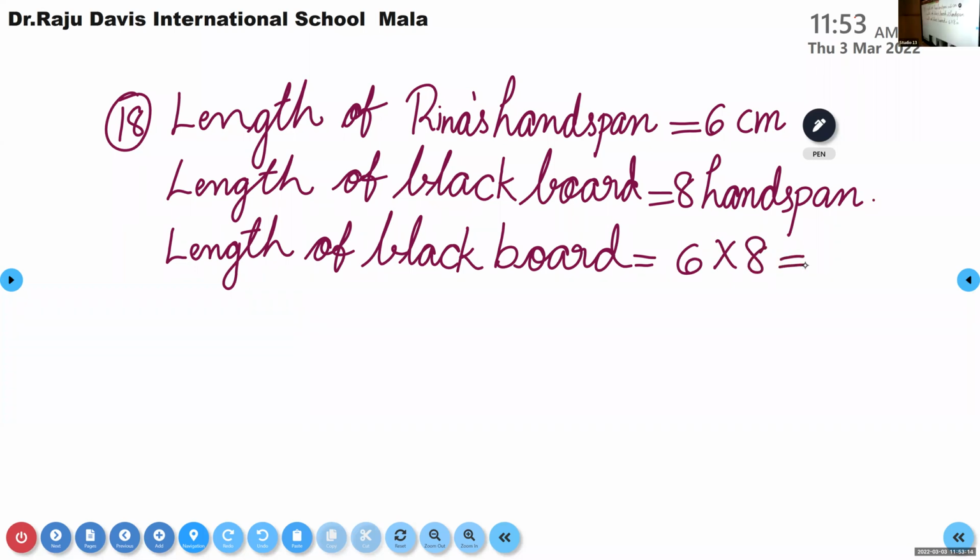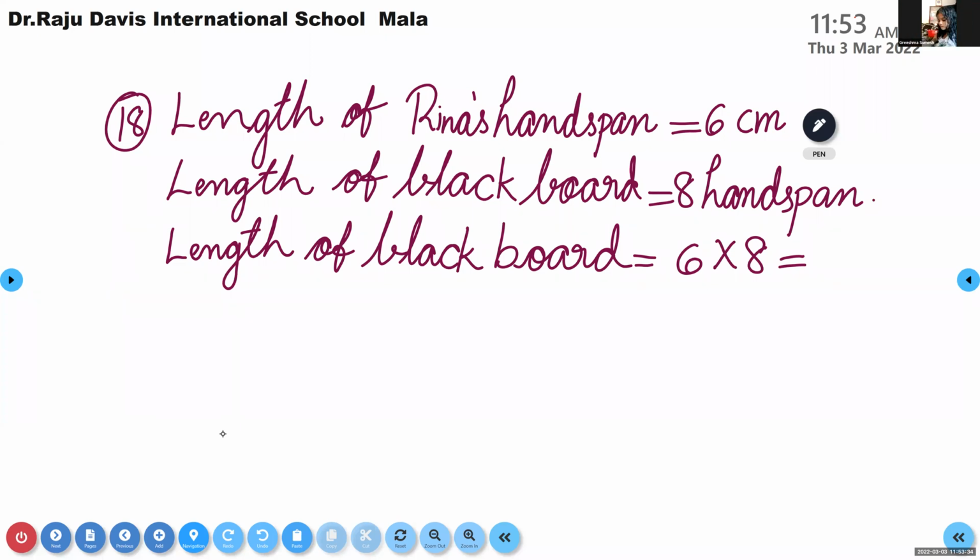Yes. I don't have my workbook, Sahasra. Okay. So I will send it in the class group. So when you reach home, you can copy that. Okay.